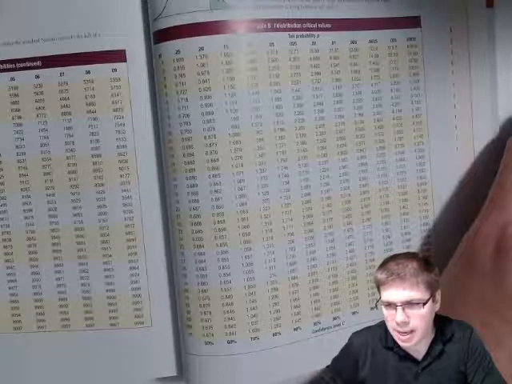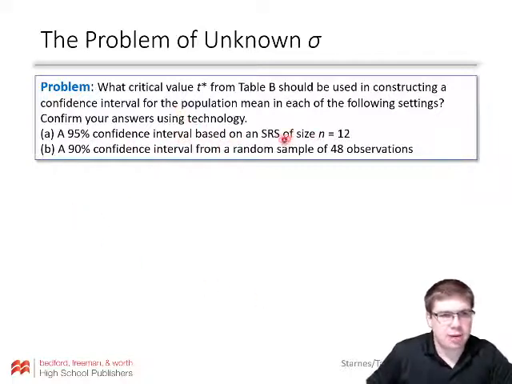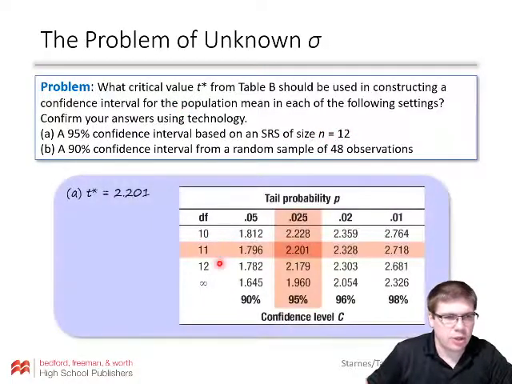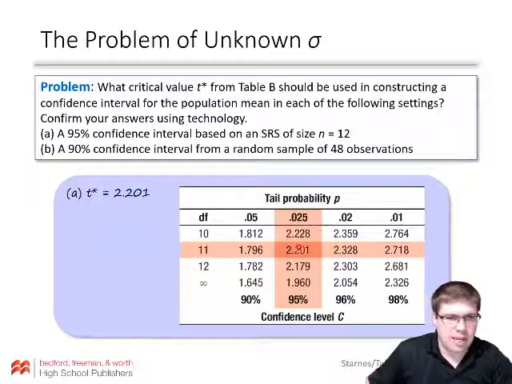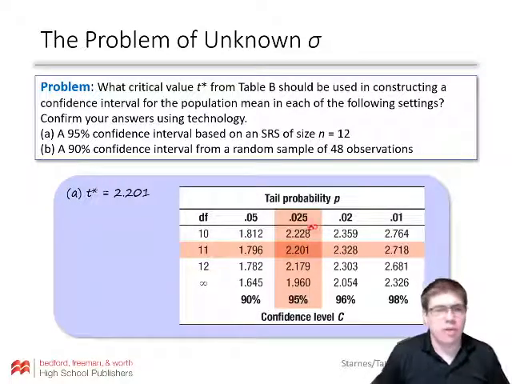Switching back, in this case what we're trying to do is a 95% confidence interval based on a simple random sample of size 12. So our degrees of freedom is 11. We look in the 11 row, and for 95% confidence you can go up from that bottom row. Notice that the tail probability is 2.5%. We've done that logic before, where each tail would be 2.5% because of that middle 95%. So the critical value we're going to use is a t star of 2.201. That's how many standard deviations, really standard errors, we need to go from the mean.